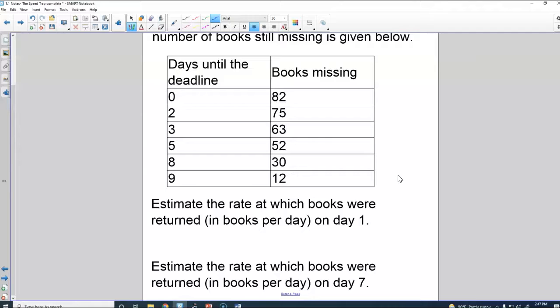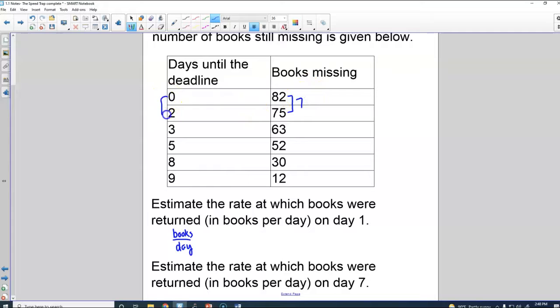So if we want to estimate the rate that books are being returned on day 1, we need the number of books per day. So we would use the closest points, right? So we would have, how many books were turned in here?